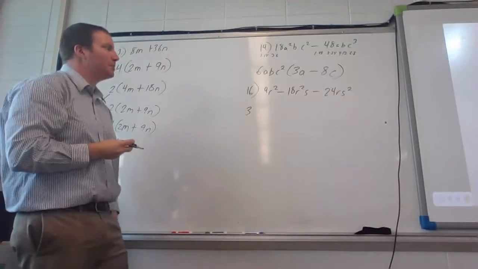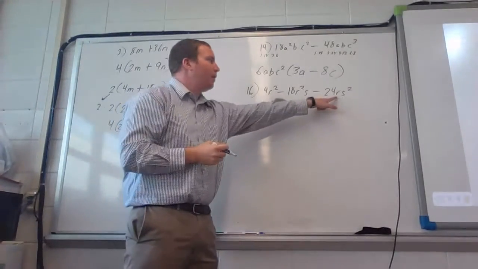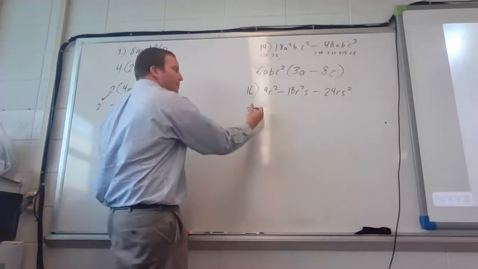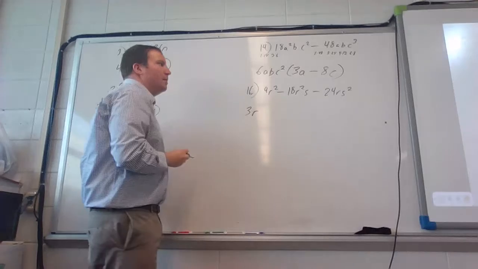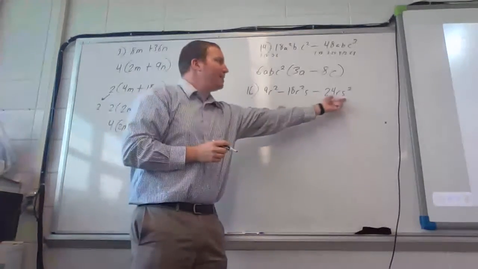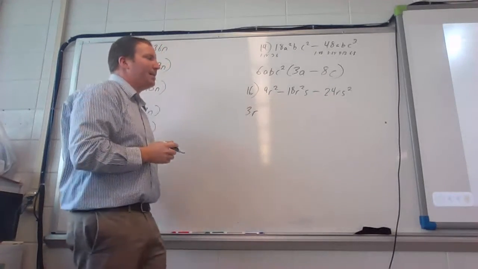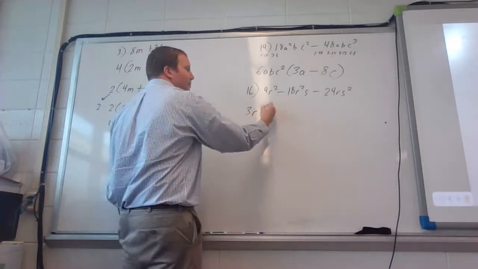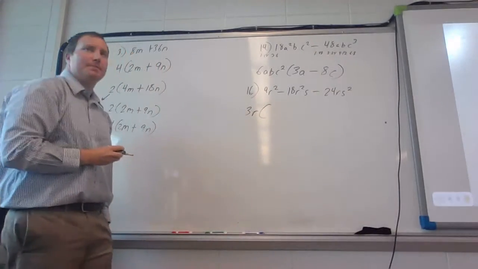So we look at our variables. We've got r, r, and r. And the lowest power of r is to the first degree, so we can take out an r. And then these two have s's, but this one does not, so we cannot take out the s. So we can just take out our 3r. It's our greatest common factor.